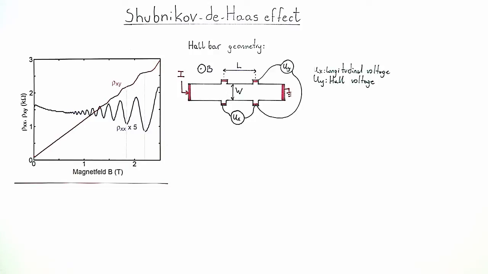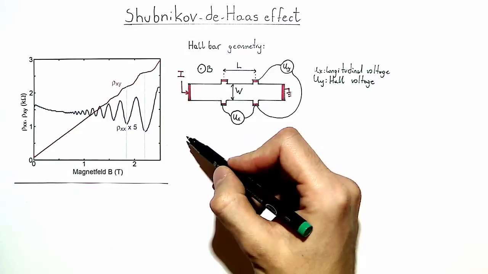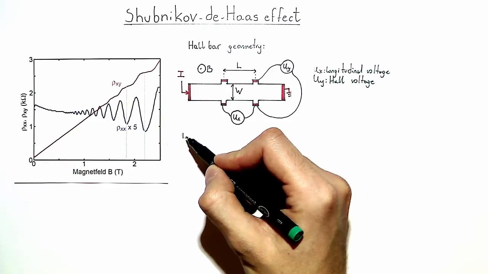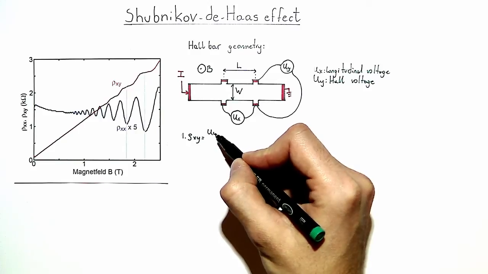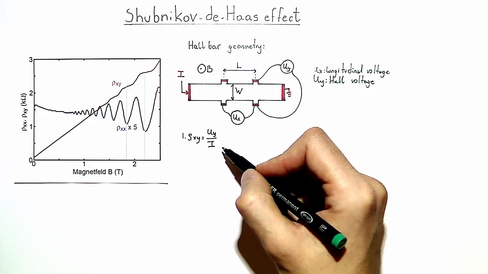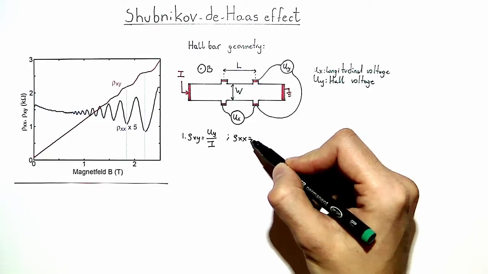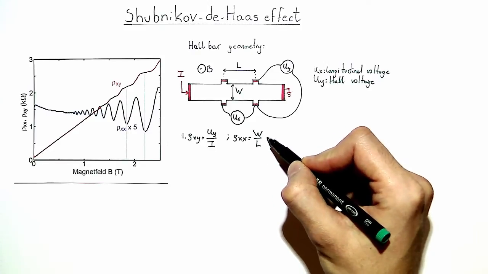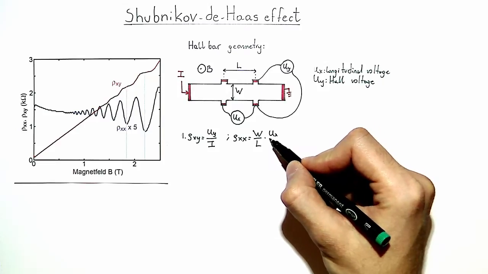Now, the first part of the exercise problem concerns the determination of the longitudinal resistivity rho xx and the Hall resistivity rho xy from the measured values of Ux, Uy, and I. And the answer here is rather simple, namely, the Hall resistivity, rho xy, is just given by the Hall resistance, or just by Uy divided by the current flowing through the Hall bar, I, whereas rho xx, the longitudinal resistivity, is given by the geometric ratio of W over L multiplied by the longitudinal resistance, which is Ux divided by I.